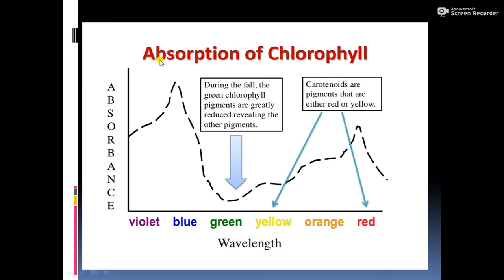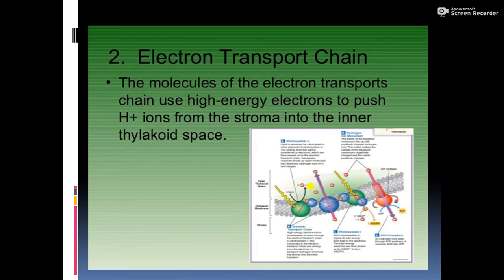And absorption of chlorophyll. During the fall, the green chlorophyll pigments are greatly reduced, revealing the other pigments. So we can see the violet and blue color, and the yellow and orange color are good for photosynthesis as they can be absorbed by chlorophyll. So we have learned basic things about light energy.